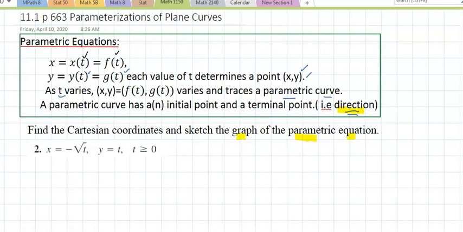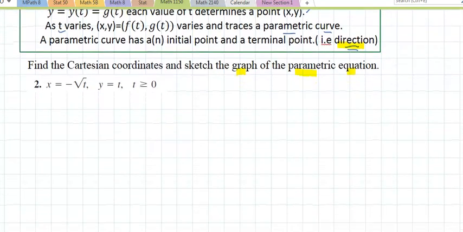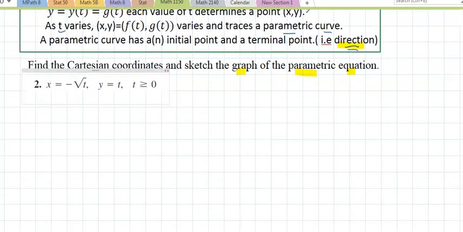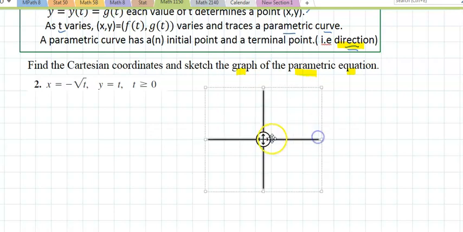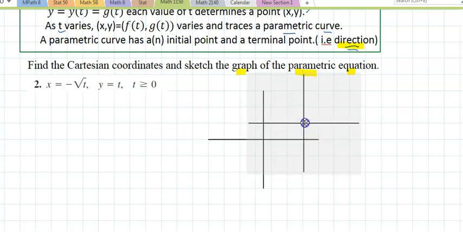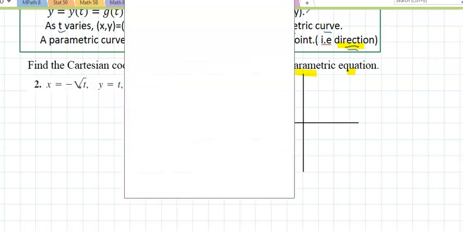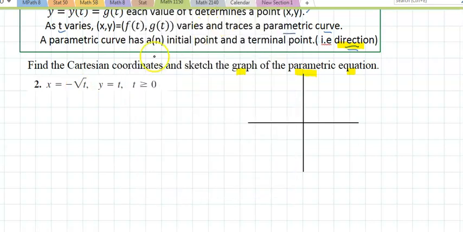The reason you want to eliminate t out of the equation is that you don't want to plot points and guess how this graph looks. Instead, you want to get y as a function of x, and since we know how to graph almost anything by now, that should be an easy graph. And once you get the graph, you pick a couple of values of t and figure out the direction. So, starting with x equal negative radical t and y equal t, and t is bigger than or equal to 0.